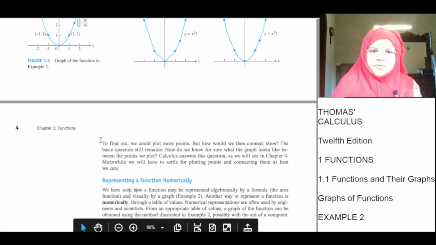To find out, we could plot more points, but how would we then connect them? The basic question still remains: how do we know for sure what graphs look like between the points we plot? Calculus answers this question, as we'll see in chapter 4. Meanwhile, we will have to settle for plotting points and connecting them as best as we can.